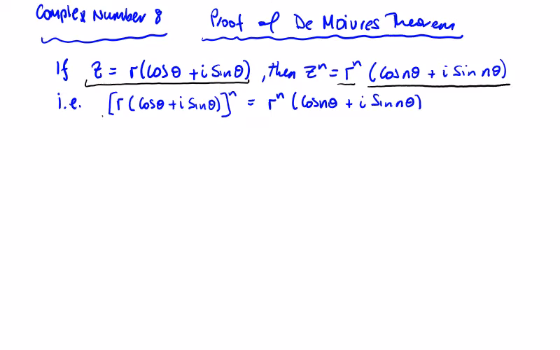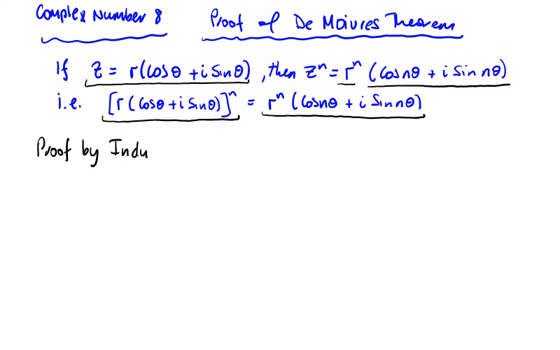Or it can be written in this form: the whole complex number to the power of n is equal to the same thing. So we're going to use a proof by induction here, which you may have seen before. So we're going to show true for n equal to 1, assume true for n equal to k, and then we're going to prove it's true for n is equal to k plus 1.